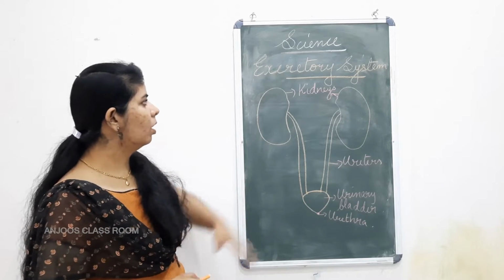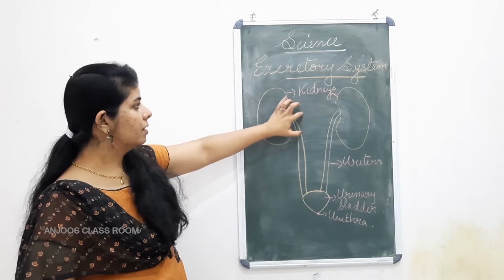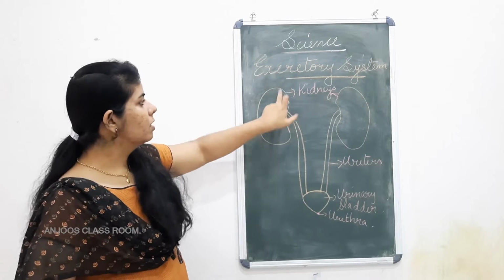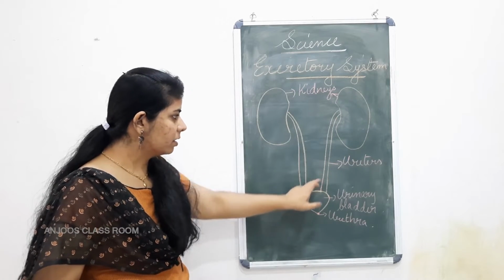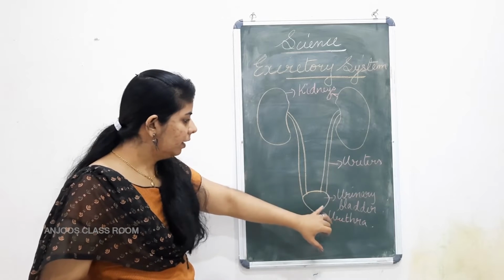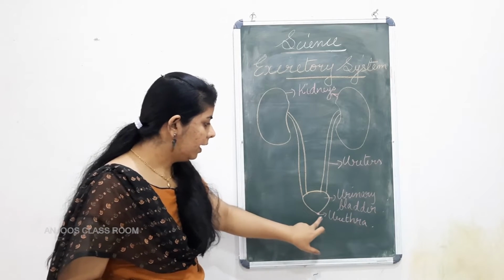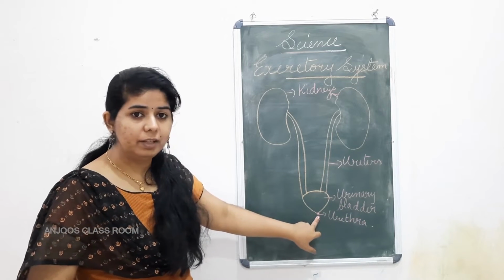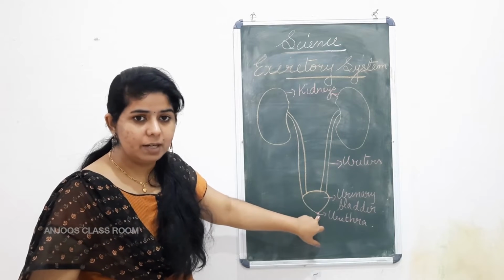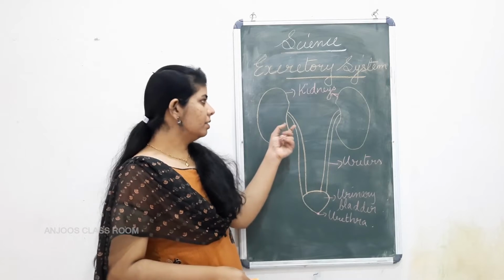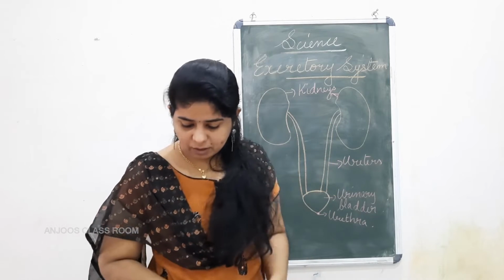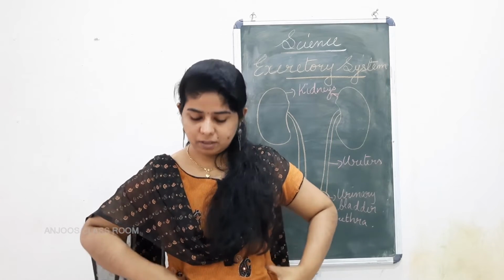Now, you've got the organs in the excretory system. This diagram is very important. So, first one, a pair of kidneys. Then, this tube-like structure is called the ureters. Then, we have the urinary bladder. And the last end part, that is the opening, that is the urethra.